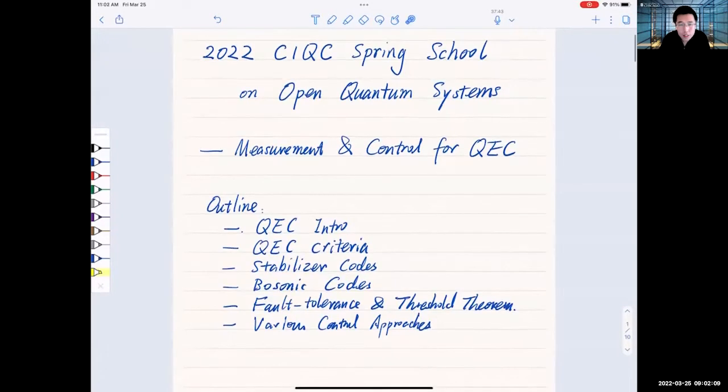So today I'm going to talk about measurement and control for quantum error correction. The plan is that I'll briefly introduce quantum error correction, listing the quantum error correction criteria, and introduce the stabilizer error correcting codes for qubit systems, and then talk about the bosonic codes for bosonic systems. And if there's time, I'll talk a bit about fault tolerance and the threshold theorem before we get to various control approaches for quantum error correction.